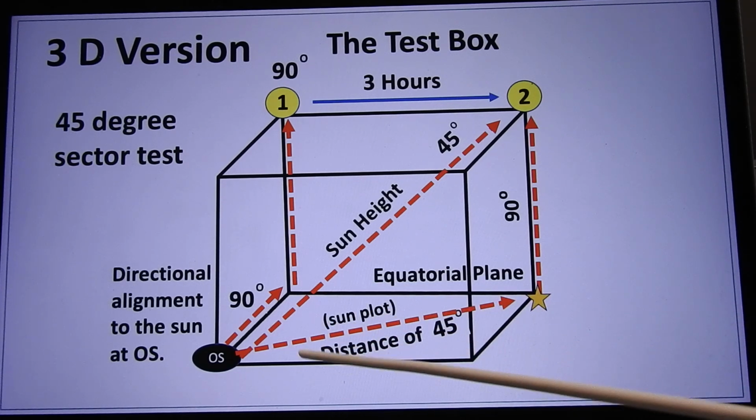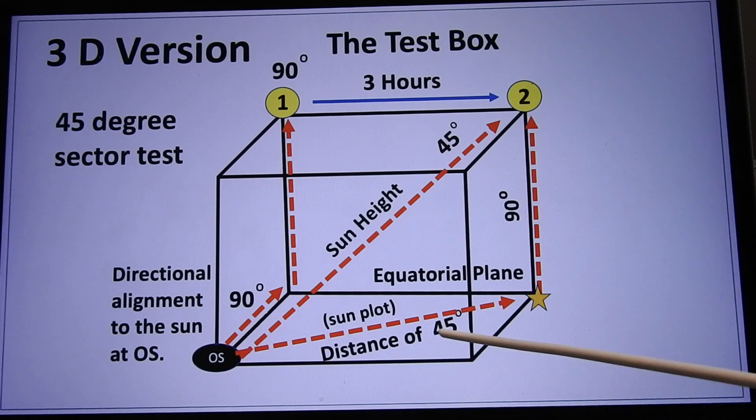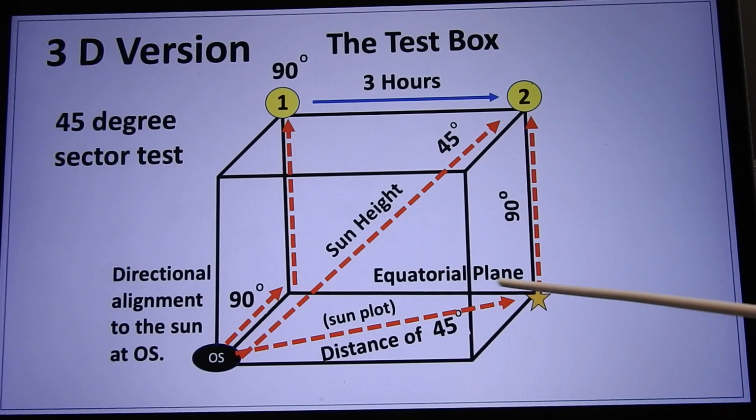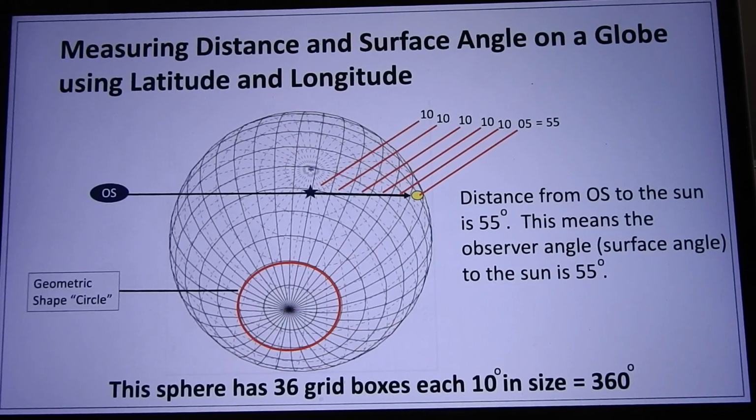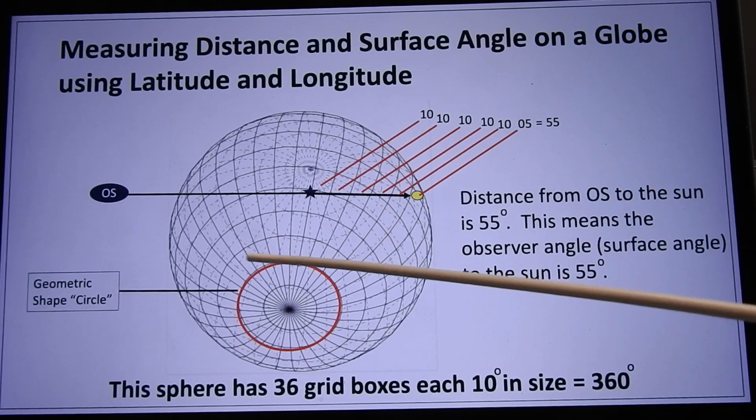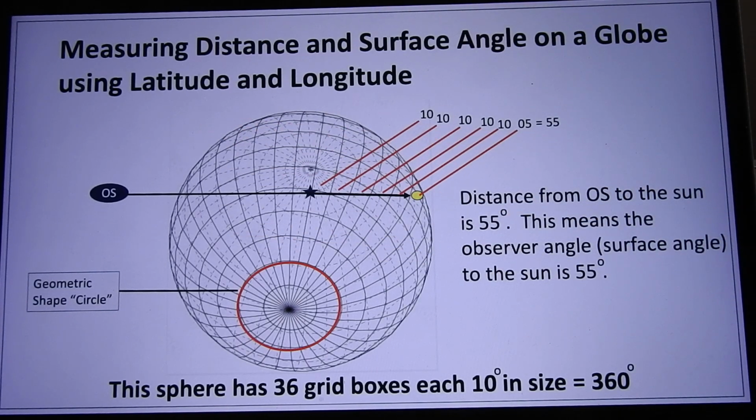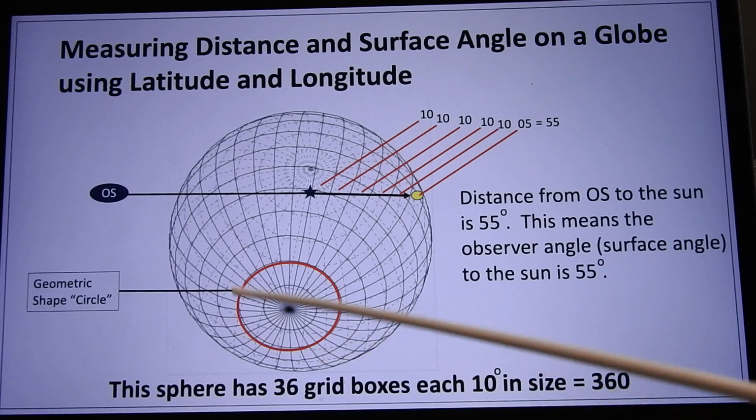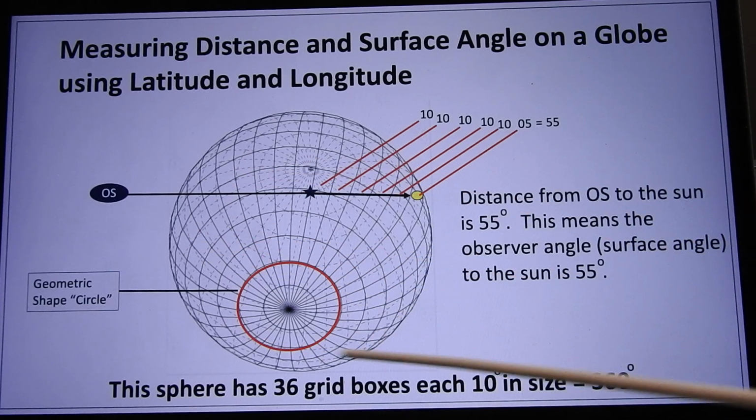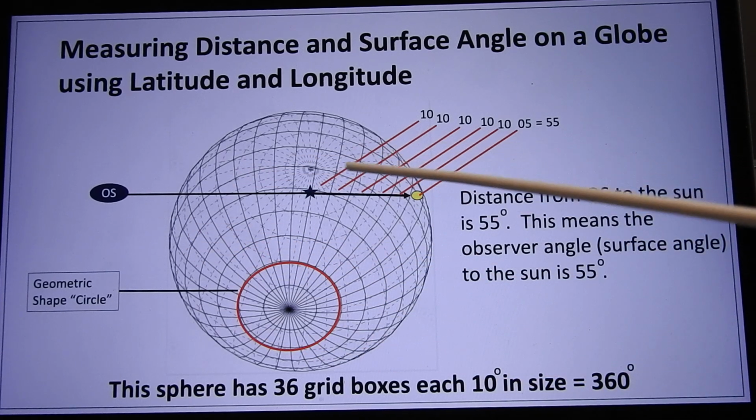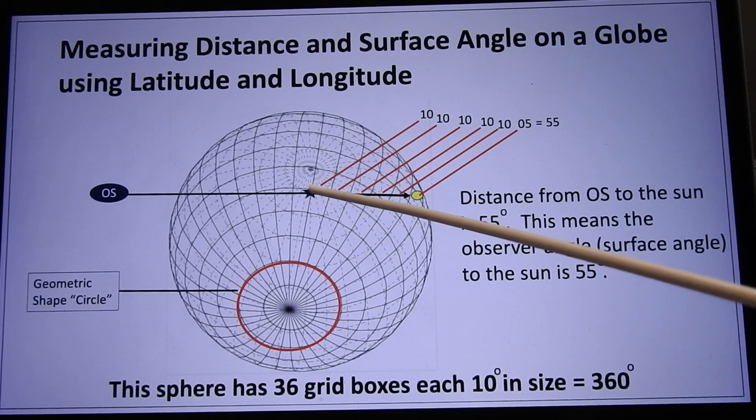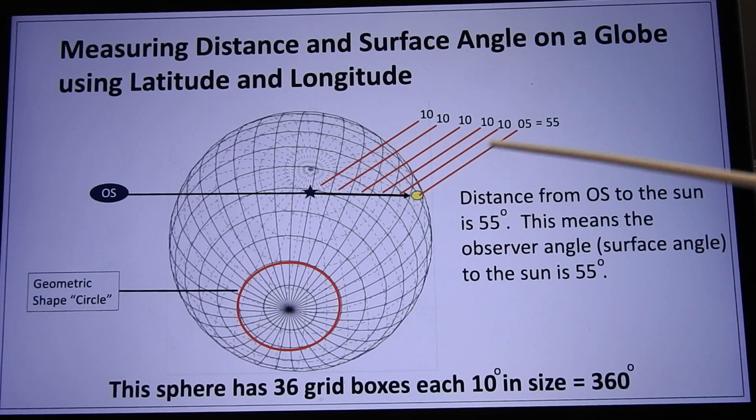So both methodologies, and remember on the globe model, surface distance equates to surface angle or observer angle to the sun at the time of measurement. So that's one thing we have to include in our calculation for the globe model. And this is how we do it. Measuring distance and surface angle on the globe using latitude and longitude. This globe model has a breakdown of 10 degrees for each square for 36 squares for a 360 degree circumference on these latitude lines. And all we're doing is from our OS position to the sun's 90 degree position.